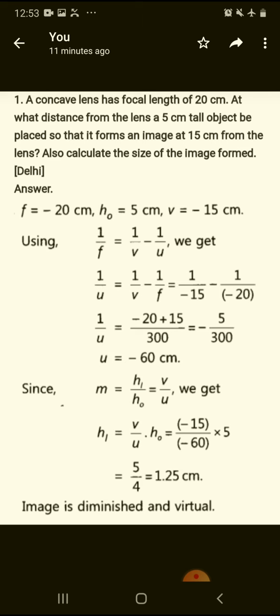So now, which type of image do we have? We have a diminished and virtual image, because the height of the object is 5. Now we have 1.25, that means we have diminished and virtual. If the height is positive, as it is in our question also, the height of the image is positive, that means we are getting a virtual image.